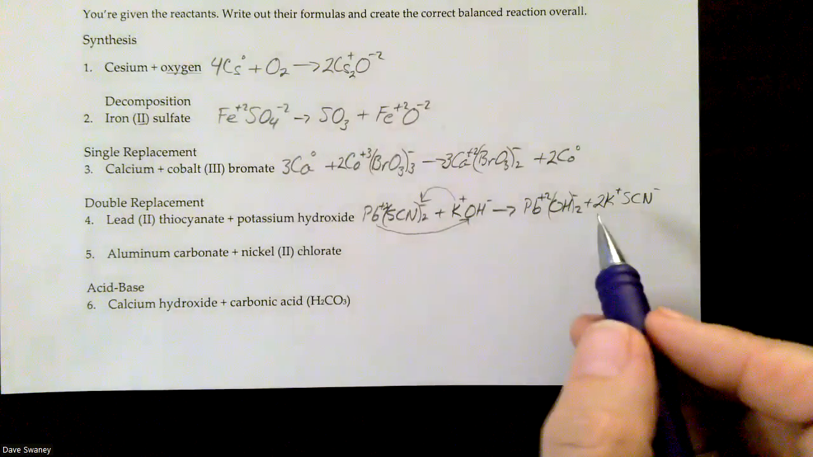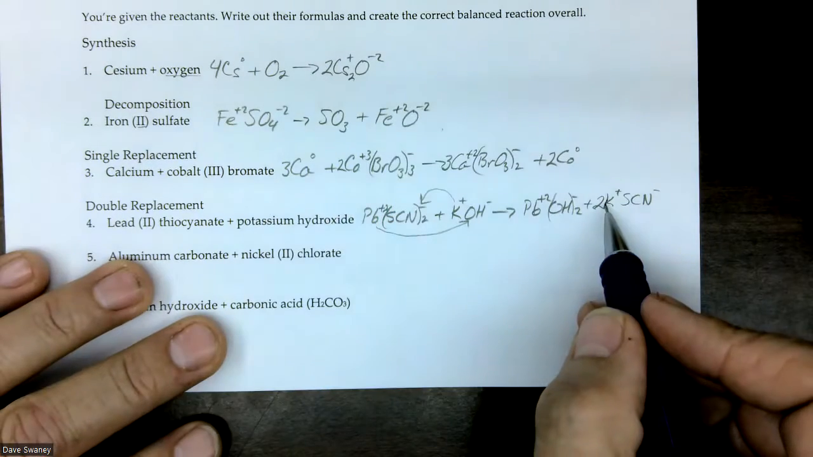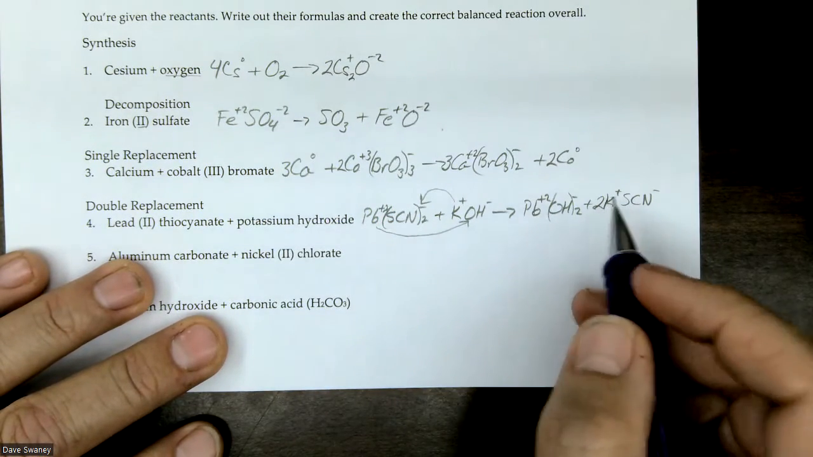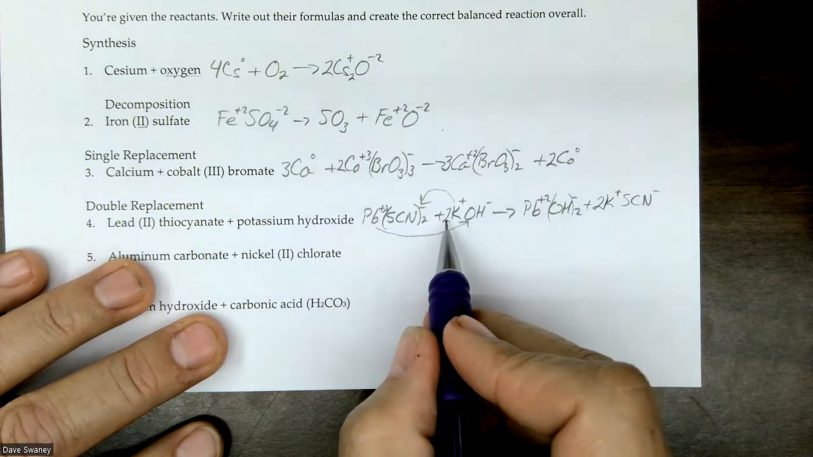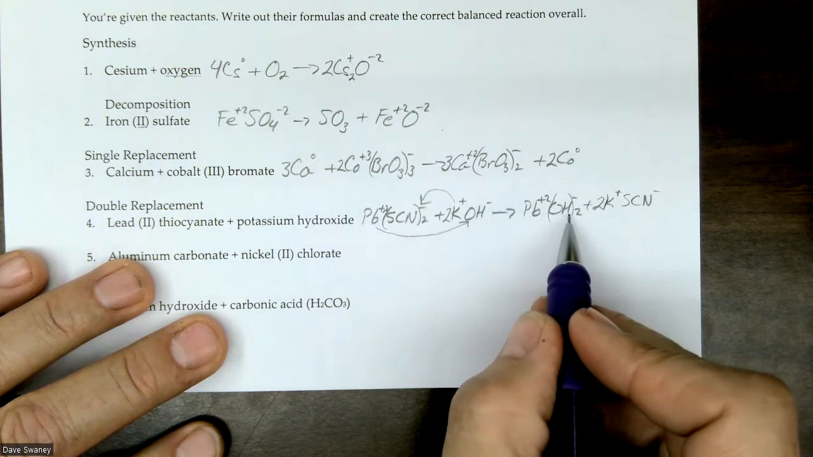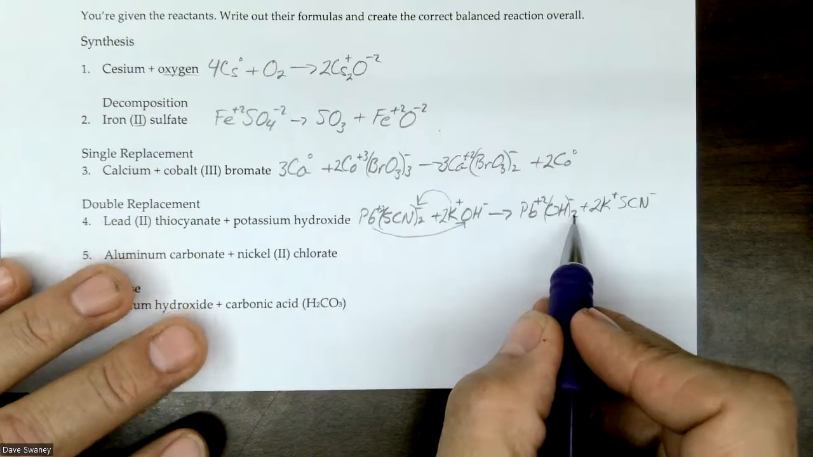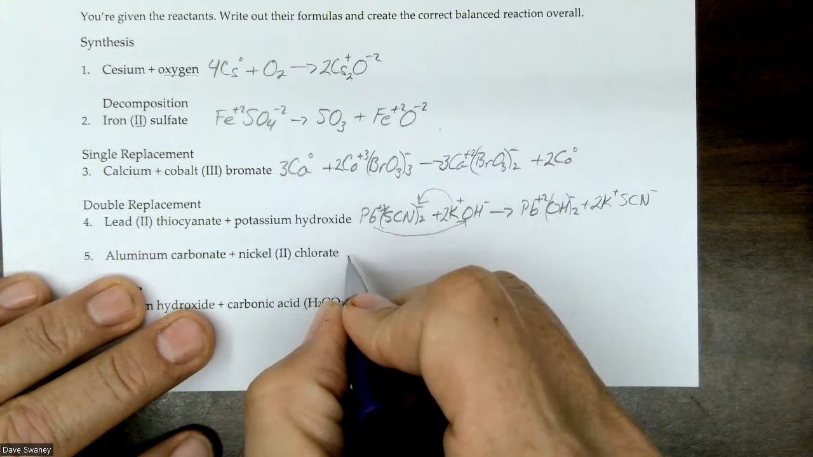What did we just change? We just changed potassium. Also, there are 2 coming out, so there should be 2 going in. And you know what that did is it fixed the hydroxide. Now there are 2 hydroxides going in because there were 2 coming out. So that's good. Let's do 5.